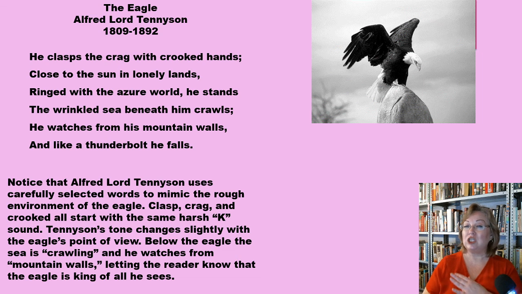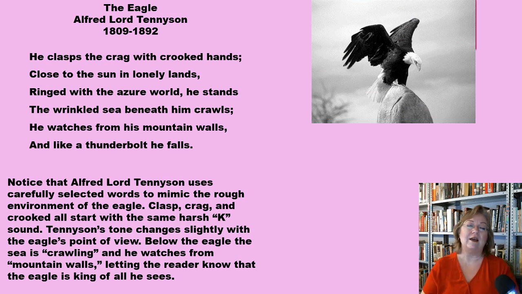And now the poet shifts a little bit so we can actually see what the eagle sees at this point. The wrinkled sea beneath him crawls. So now we know a little bit more about where he is on the mountain, looking down. He can see the sea below him, and he's watching it. He's so far up, however, that the sea looks like it's crawling toward the shore.